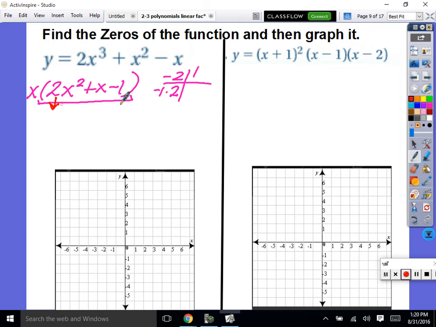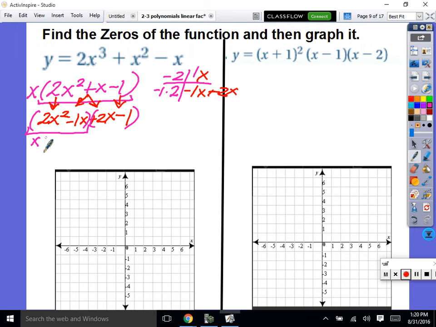So we drop and break. We drop down 2x squared. We drop down negative 1. We rewrite positive 1x as those two factors, right? Negative 1x plus 2x. Then now there's 4 terms. That's when we factor by grouping. Group those two, group those two. And common here is an x. So left is 2x minus 1, correct?